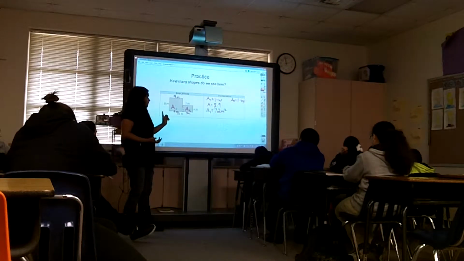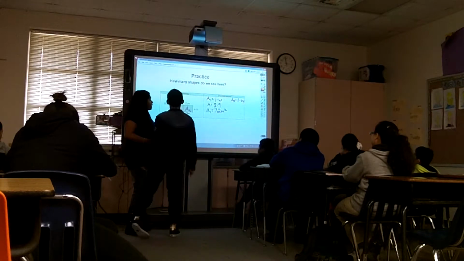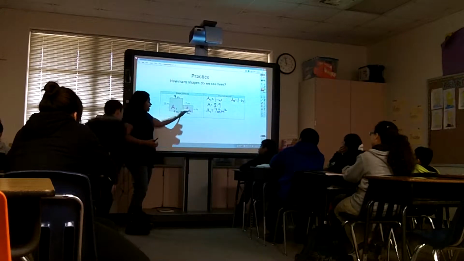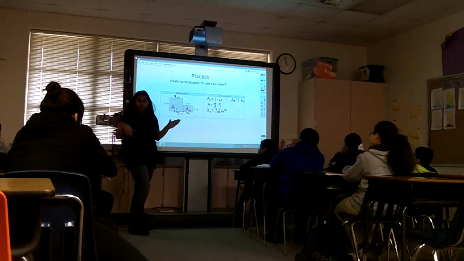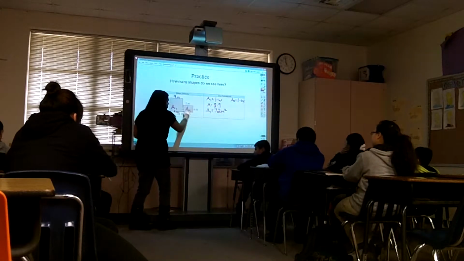Is that a side too? No, we're not going to count that as a side. It's the side of this shape here. But you're not finding perimeter, so you don't need to count that. You're finding the area, that means the inside of the shape.